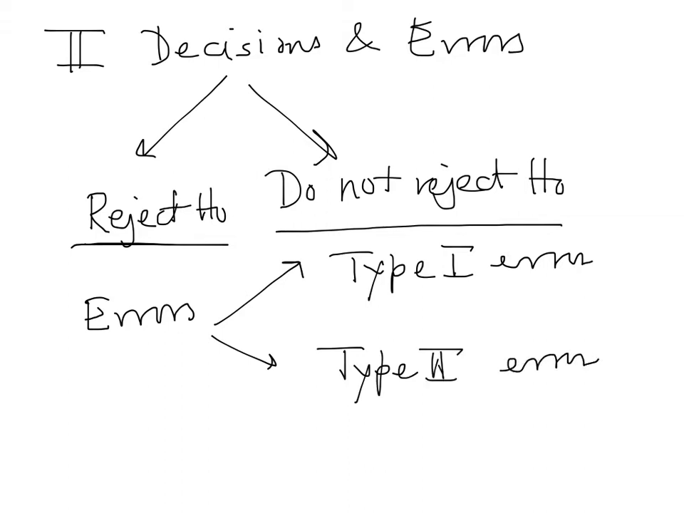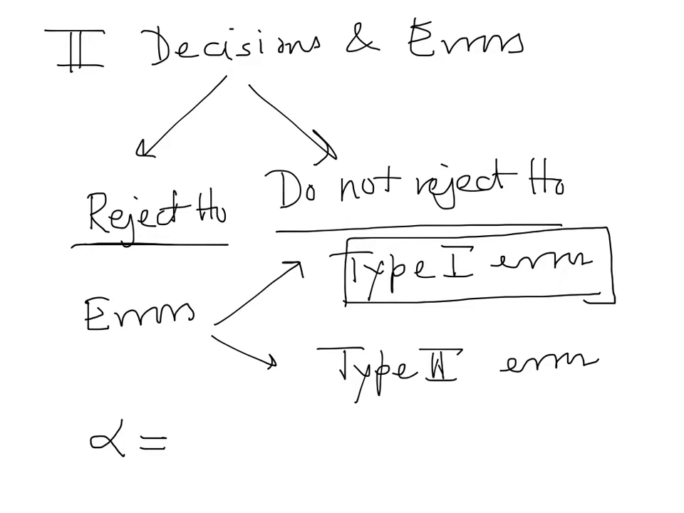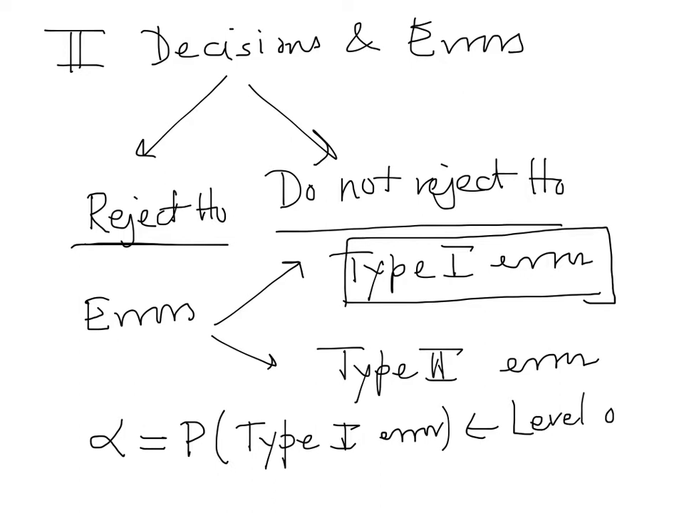Now, read your notes about this. Type 1 error is when you reject null hypothesis when H naught is true. But alpha would be very important quantity for you. It's the probability of type 1 error. And that's called the significance level or level of significance.